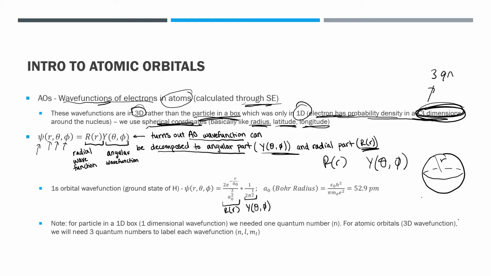The next thing is just to give an example of a wave function, the 1s orbital wave function, and this is the ground state of hydrogen.